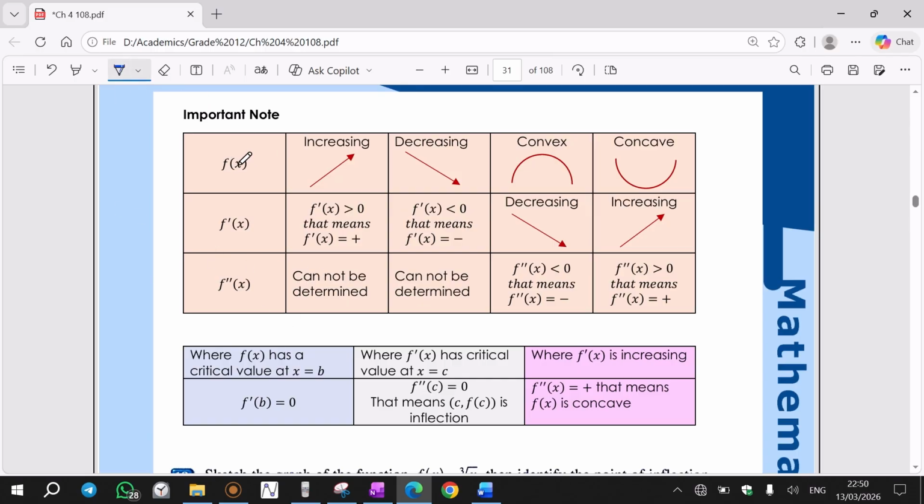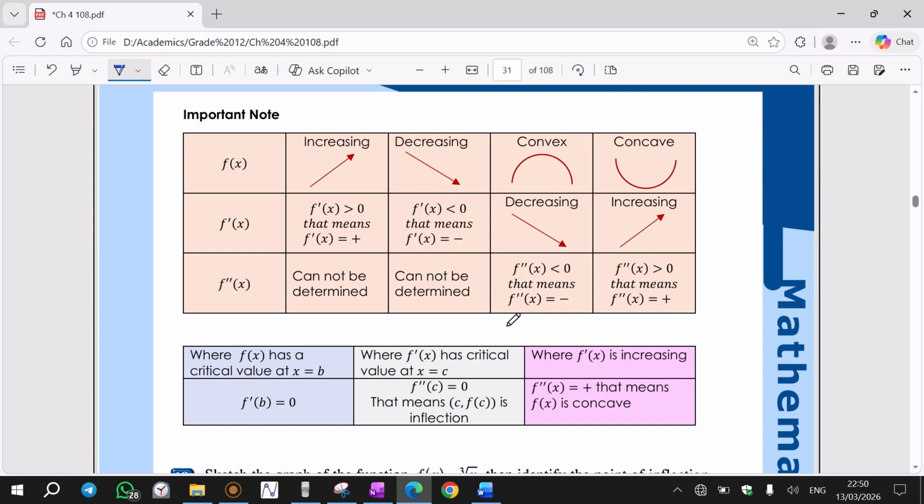Whenever you see the function f is increasing, then we can directly say f prime is positive, or we can also say f prime is greater than 0. That's another way of saying it's positive. Whenever you see f is decreasing, then f prime is negative. And in these three relations, if you see any of them, you can write the other two. If you know f is convex, that means f prime is decreasing and f double prime is negative. If you see f is concave, then f prime is increasing and f double prime is positive.